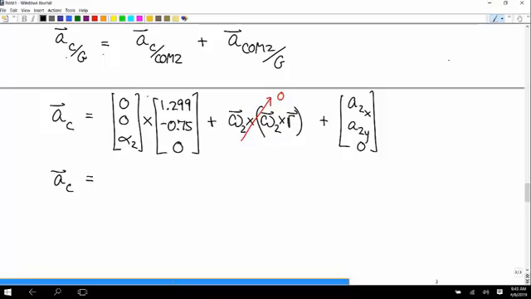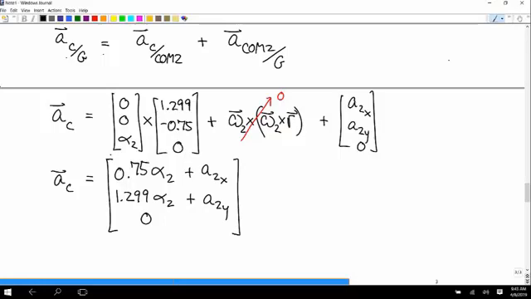So the acceleration of that point C is 0.75 alpha 2, 1.299 alpha 2, 0 for Z, and then I forgot to add on the acceleration. So for the X component, add on A2X. For the Y component, add on A2Y. Okay, and that's the acceleration of C.